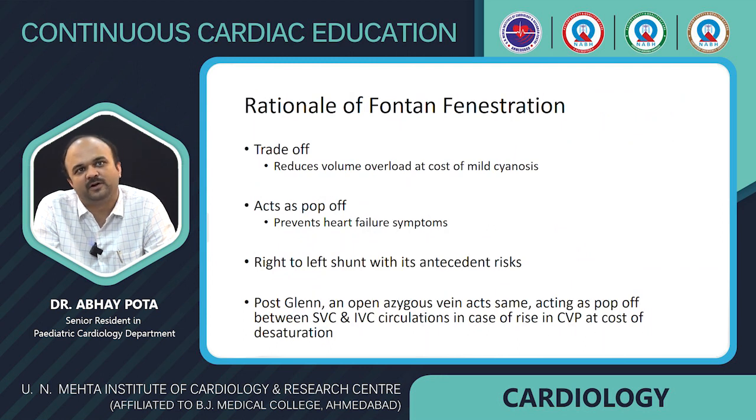What is the rationale of Fontan fenestration? Fontan fenestration is a communication made between the Fontan conduit and the RA. Whenever there is a rise in pulmonary vascular resistance, blood decompresses via this fenestration into the right atrium to the systemic circulation eventually, without going through the pulmonary circulation, leading to a small right to left shunt. This is basically a trade-off. It reduces volume overload at the cost of mild cyanosis. It acts as a pop-off and prevents heart failure symptoms. But this right to left shunt is associated with its antecedent risks.